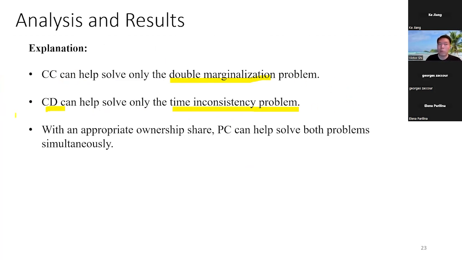But by doing the complete decentralization, you will have double marginalization. So basically, you are going to keep the price higher, and you also keep the number of units in the market lower. So in a sense, CD can help solve only this problem. When we say PC is better, that means this PC can solve the two problems at the same time, so it can solve the two problems better than CC or CD.